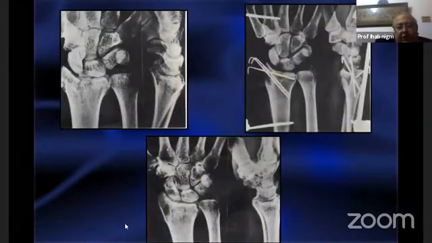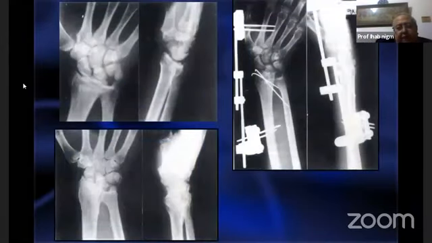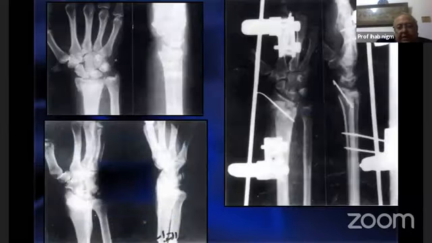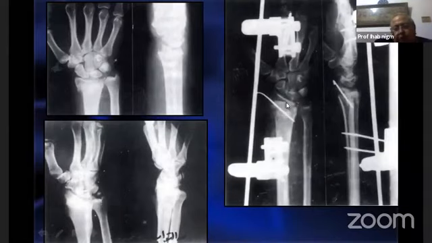This is an example of augmented external fixator with percutaneous wires, and how nice was the restoration of the articular surface. Another case, the fixator was augmented with K wires and bone graft. A third case, the external fixator was augmented with K wire and bone graft.